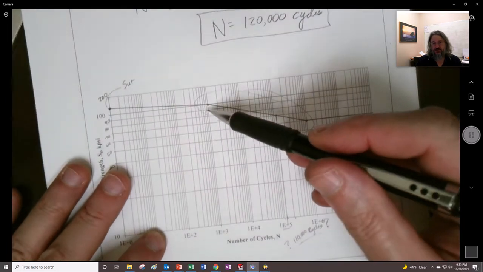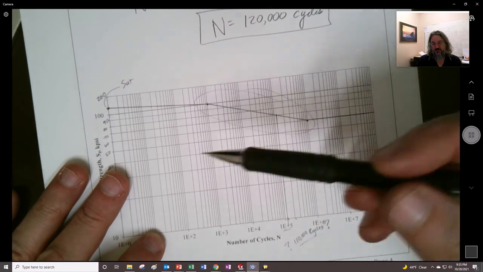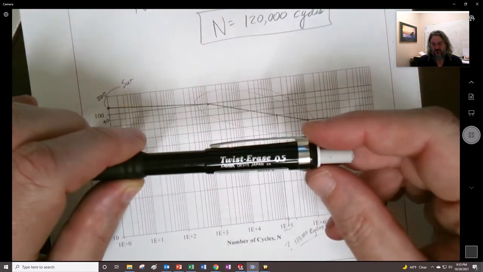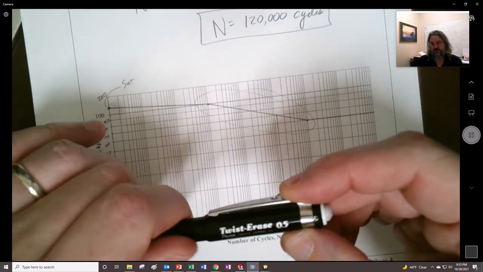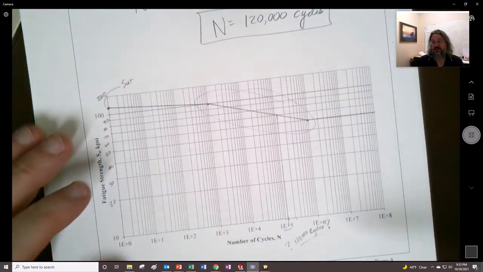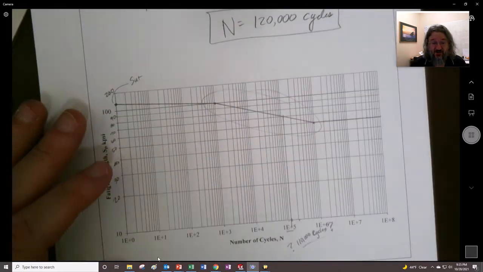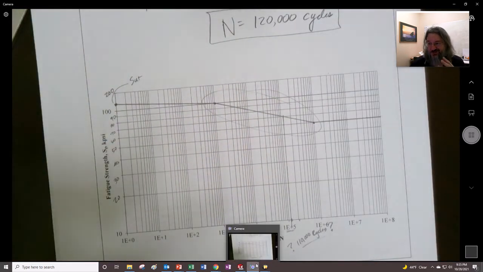And I actually did a better job this time with my pencil lead because I was using the 0.5 as opposed to the 0.9 that I often prefer, because I don't break the lead quite as much.